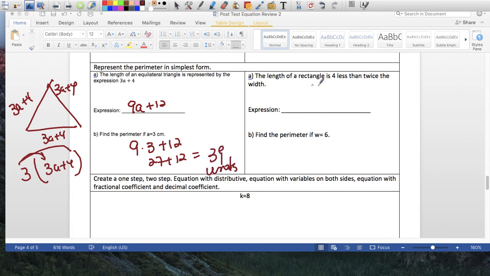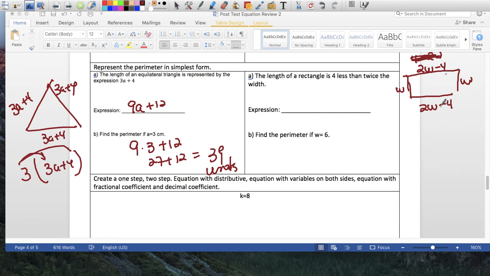A rectangle here, the length is 4 less. So here, let me draw the rectangle. I know that the length here is 4 less than twice the width, which is a turnaround word, so the length is actually 2w minus 4. Cross that out, which means this is 2w minus 4, and the width is just width.